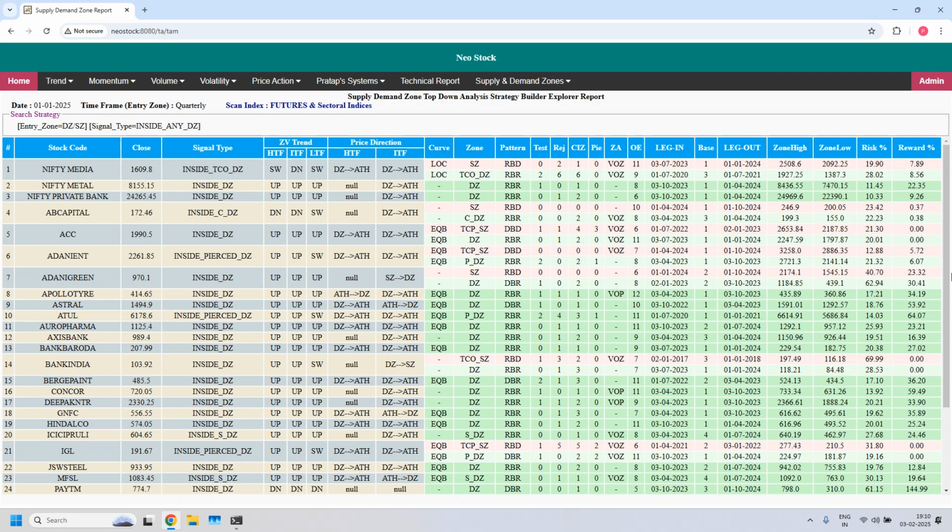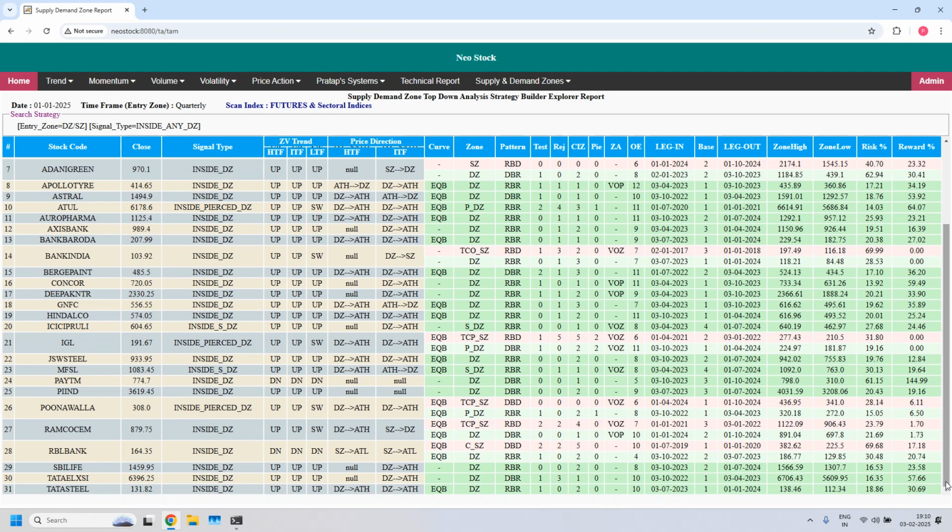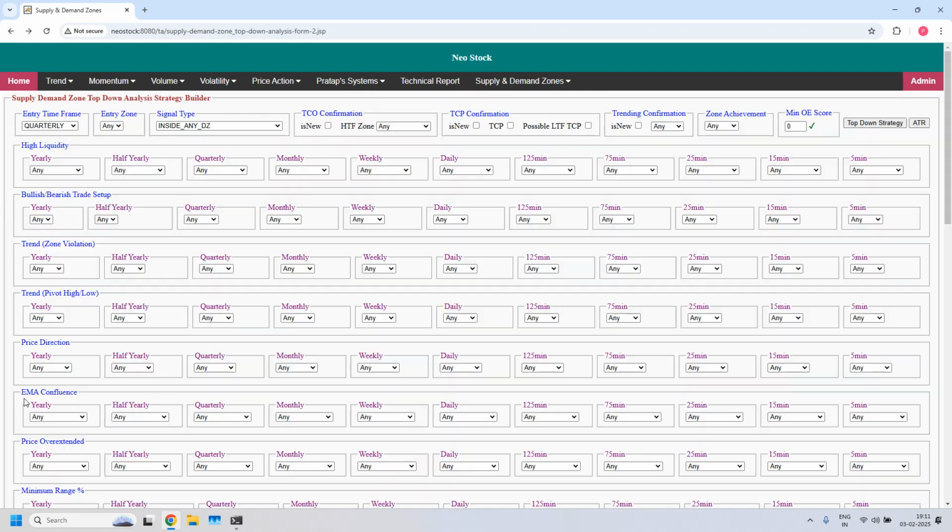So first 24 stocks in the list. I am scrolling the list down. Now we can further filter this list based on the EMA Confluence, by setting EMA Confluence to those quarterly demand zones.